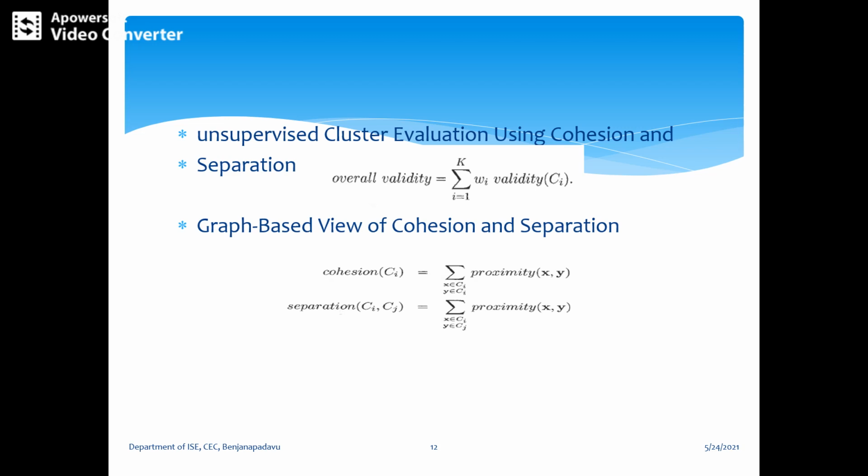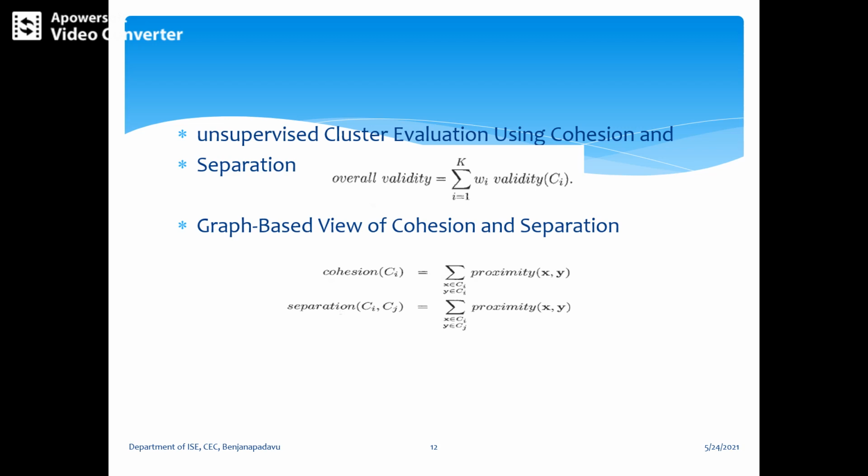Here the weight we have taken is wi. The weight will vary depending on the cluster validity measure. So in some cases, they reflect a more complicated property such as the square root of the cohesion. So this is the unsupervised cluster evaluation using cohesion or separation. We are going to use this form.